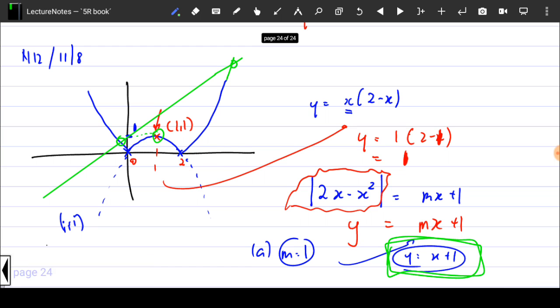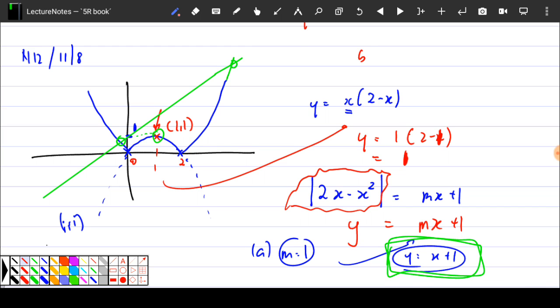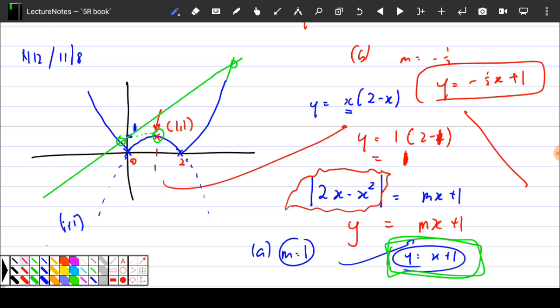So the last one, part B. B says I want m equals to negative half. So y equals to negative half x plus 1. So this one, it means what? It's a downward line, right? And plus 1 means still here, right? Half means if this is 1, then the run will be 2, right? So then you'll be minus half. So which means if this is the y-intercept, this one will be the x-intercept. Can follow?